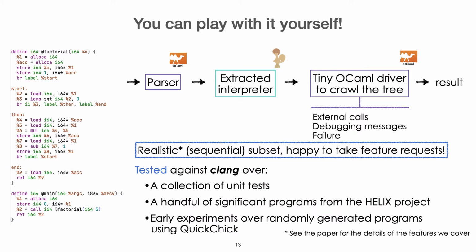We have performed some differential testing against Clang over a collection of manually written unit tests, a handful of significant programs that come from the front end, but also some randomly generated programs. Now, this is about fidelity. The other question is whether the semantics is any more useful than the previous one.